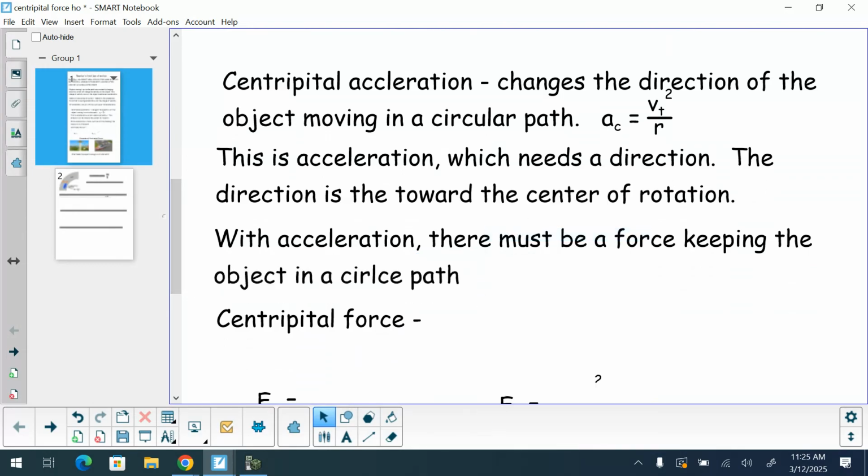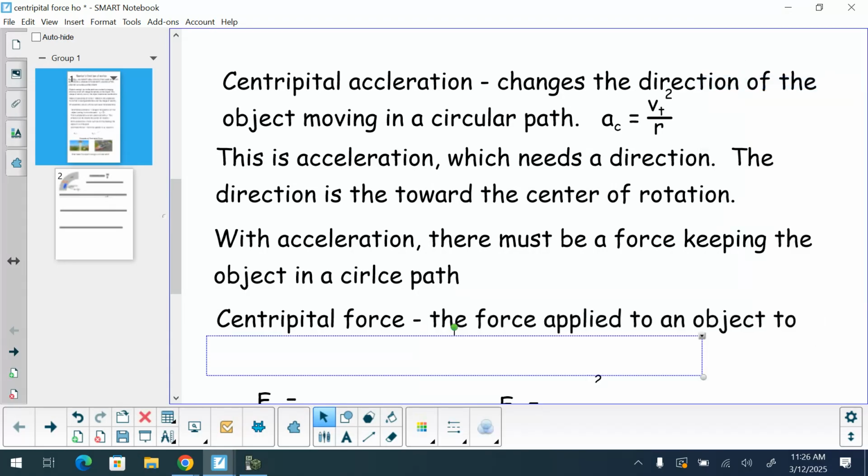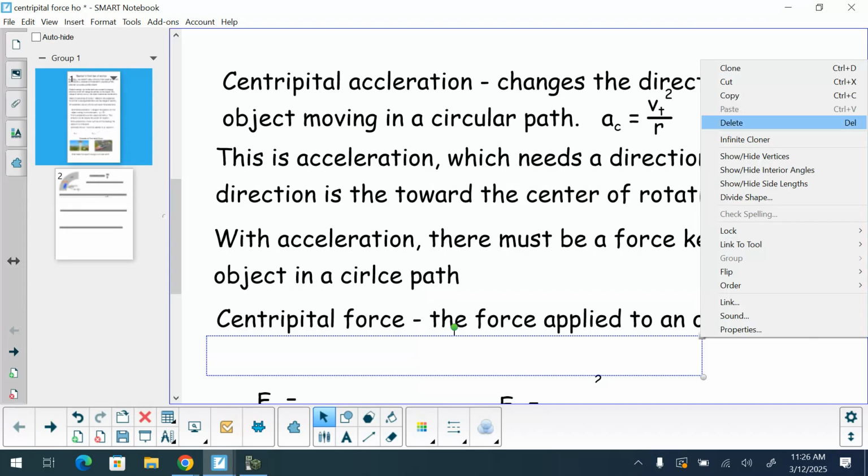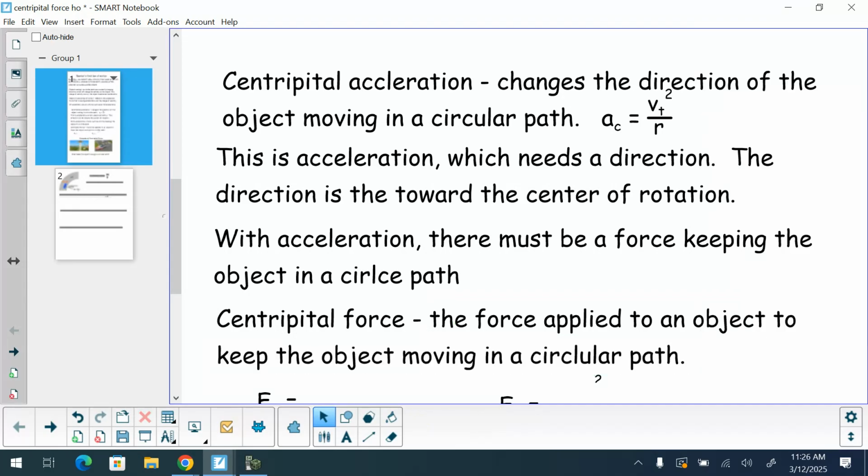With acceleration, there must be a force keeping the object in a circular path. You need to have a force, because if you have acceleration, Newton's second law talks about acceleration and a force. Which leads us into what is called a centripetal force. That's a force applied to an object to keep the object moving in a circular path.